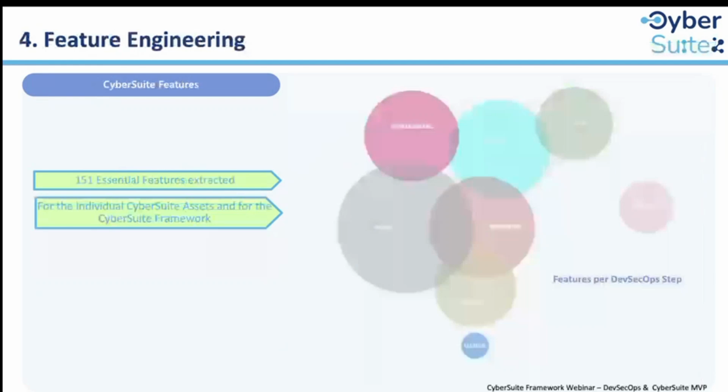With regards to feature engineering, here we just see the distribution of the 151 features that have been extracted, both at asset level and at framework level. These are distributed across the DevSecOps phases, and we have some that are independent, and they are covering the horizontal needs of the user.